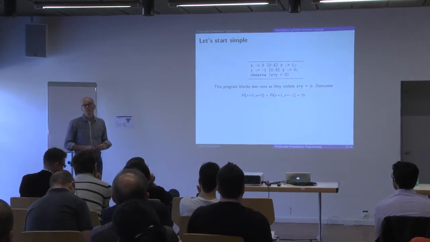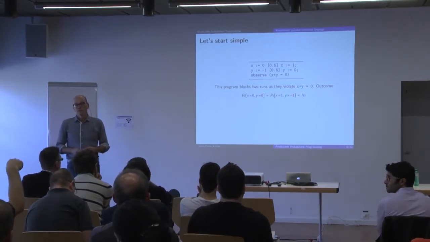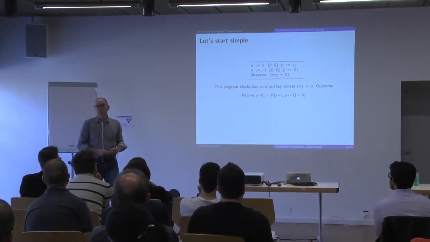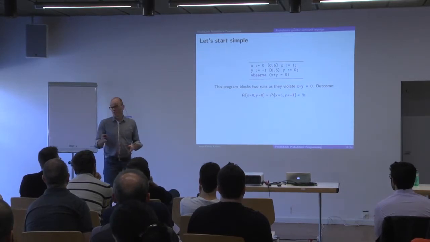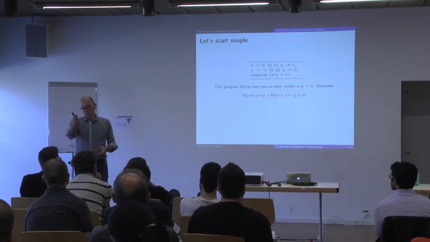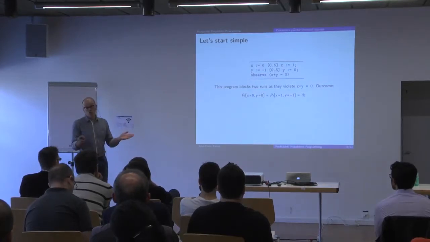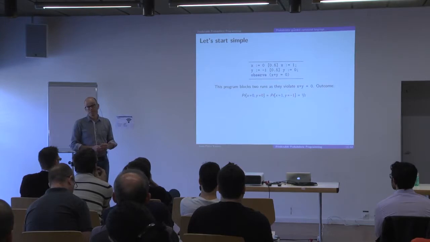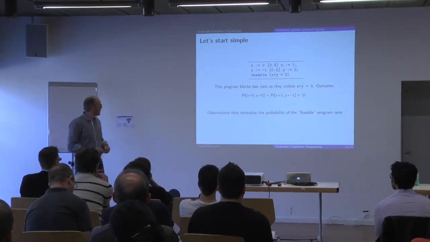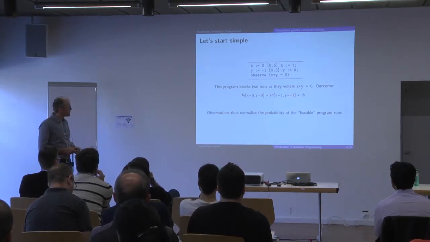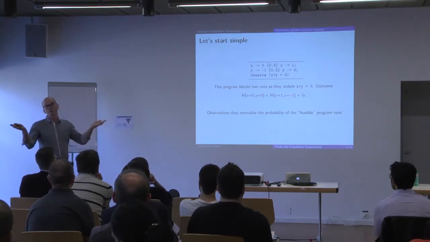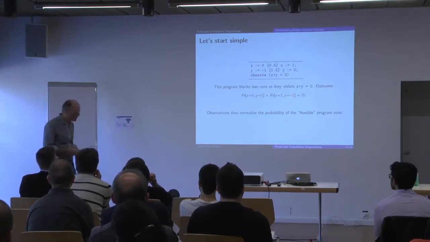That's, I guess, if we replace observe with if x plus y equals 0, then skip also. Not exactly. Yeah, exactly. The normalization is the key issue. Yeah? That's also the difference with an assert statement. Okay. So observations, these kind of observed statements, normalize the probability of the feasible runs. The feasible runs are the ones satisfying your observed statement guides.